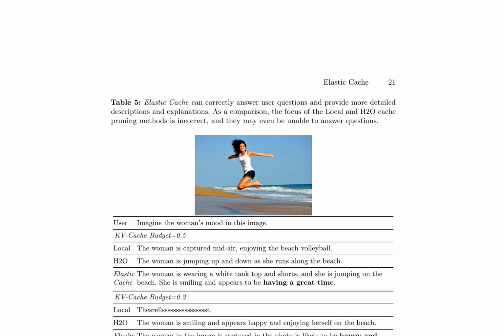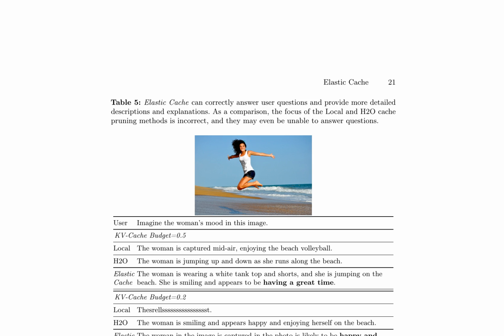The Elastic Cache strategy consistently outperforms local and H2O cache pruning methods in image text generation tasks, particularly when dealing with nuanced questions and limited cache budgets. Comparative analysis reveals that the Elastic Cache accurately answers user questions and provides detailed descriptions and explanations, whereas local and H2O cache pruning methods often fail to provide correct answers.